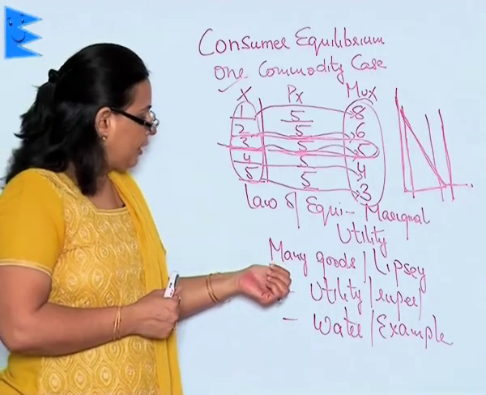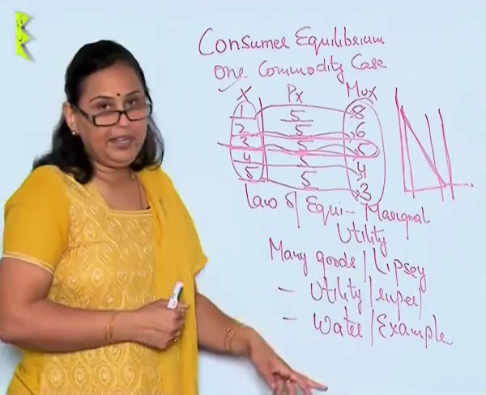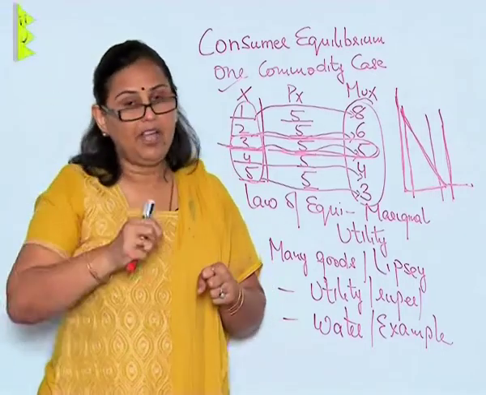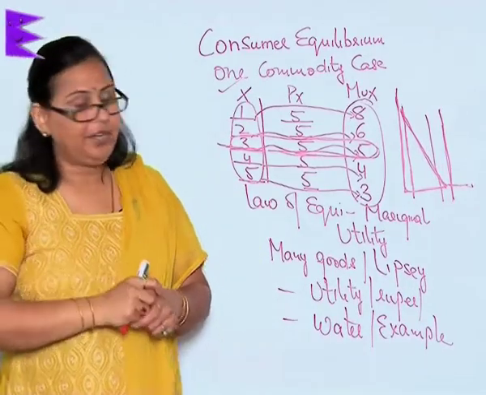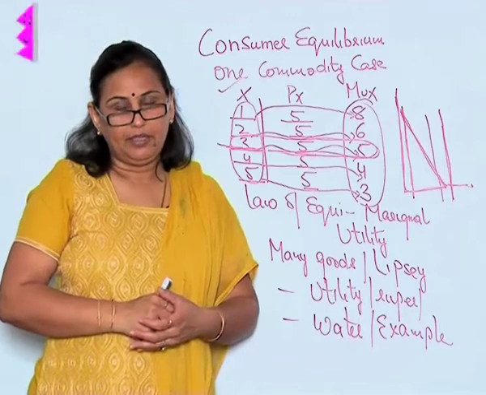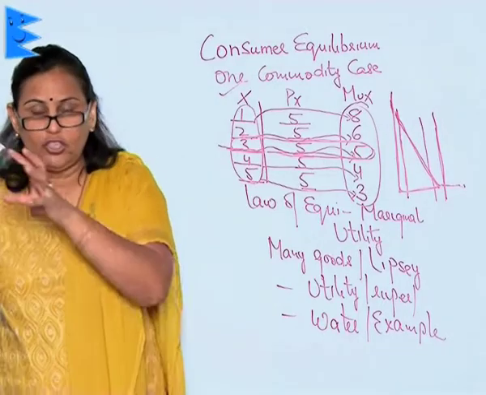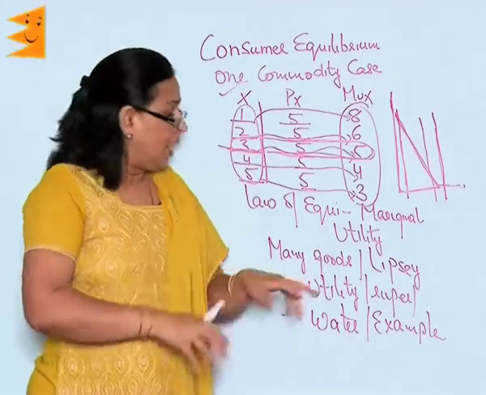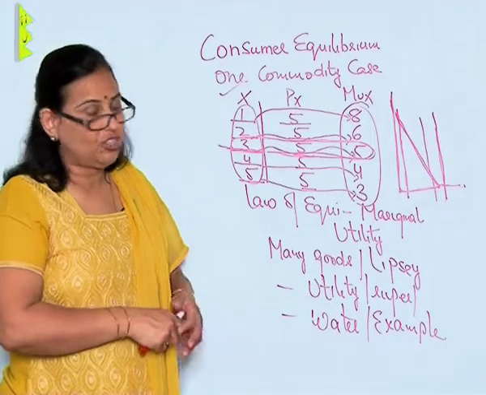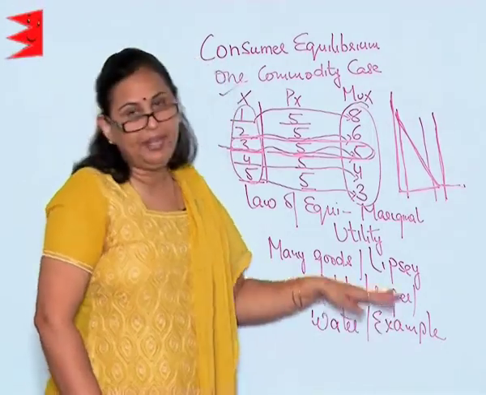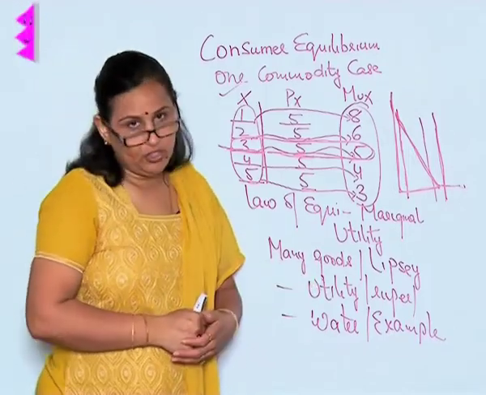So, when many goods are bought out of the income, Lipsey tells us that the utility which I derive out of every rupee that I spend on buying different commodities should be maximum. That is, the money I spend on buying food, clothes, shoes, fees, on whatever, I should be able to get the maximum utility, the maximum satisfaction. That is, every rupee spent should give me the maximum utility. That is the law of equi-marginal utility.